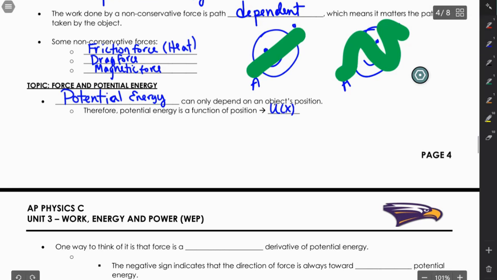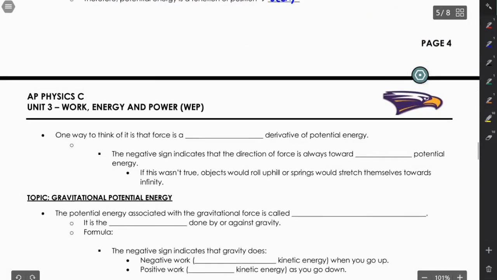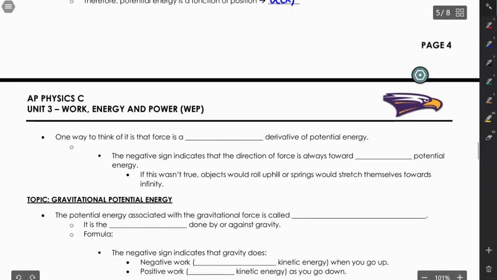This is going to be a short video because a lot of our effort is going to be put into talking about specific potential energies, but this is just kind of an introduction to force and potential energy. All right, so one way you can think of force is that it is a negative derivative of potential energy, right? And so if I want to write that mathematically, F equals negative dU/dx, right? And this actually goes with that little bullet point right there.